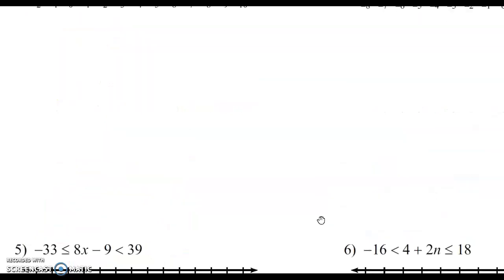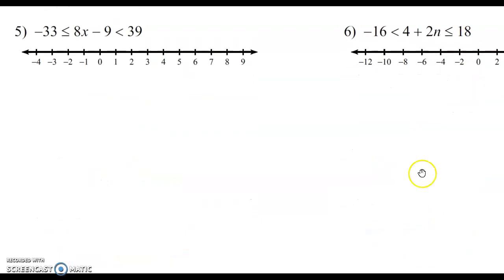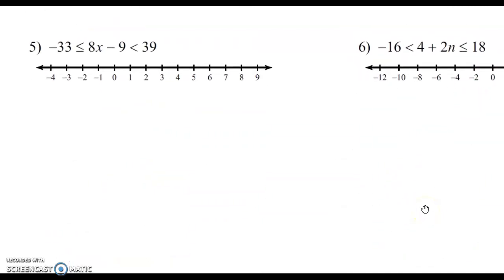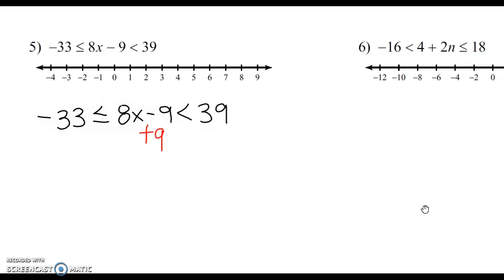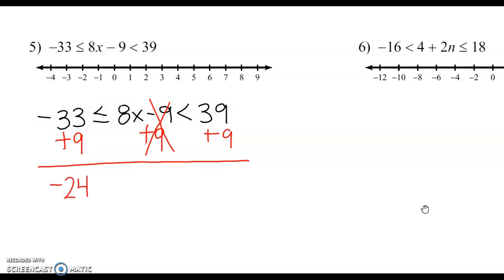Same thing on numbers 5 and 6. It's just that they're two-step inequalities, right? We've solved two-step inequalities before. So we have -33 less than or equal to 8x minus 9 less than 39. So looking in the middle there, to move a -9, we add 9 on the middle, the left, and the right. We cancel, we clean. So -33 plus 9 is -24, less than or equal to 8x, less than 39 plus 9 is 48.